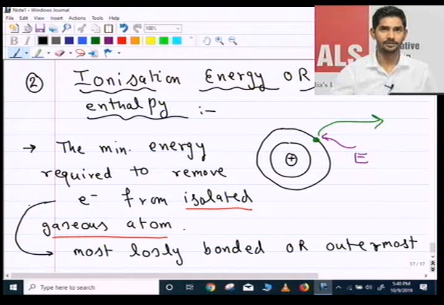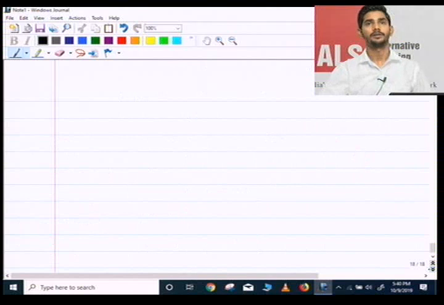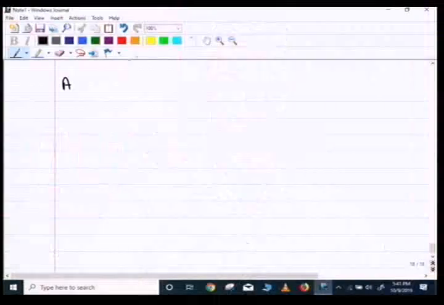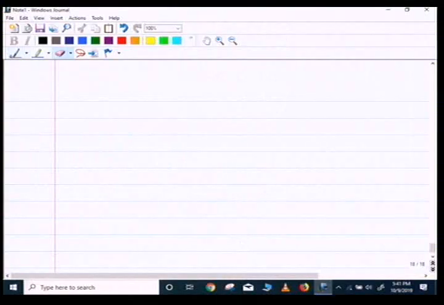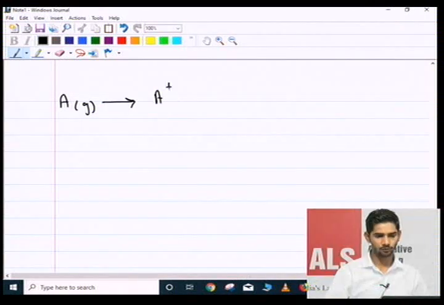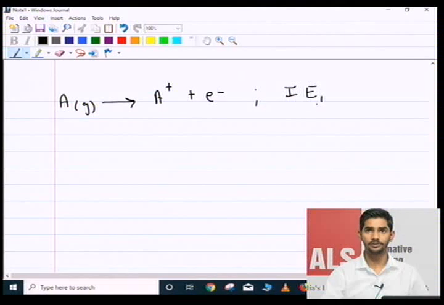Cool. Let's start. Guys, look at this and please reply as fast as you can. First of all think about it, and after that you have to reply. This is atom A. I have removed one electron from it. In this case, the energy supplied by you is known as the ionization energy 1.